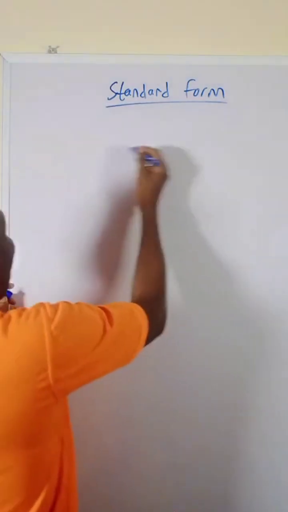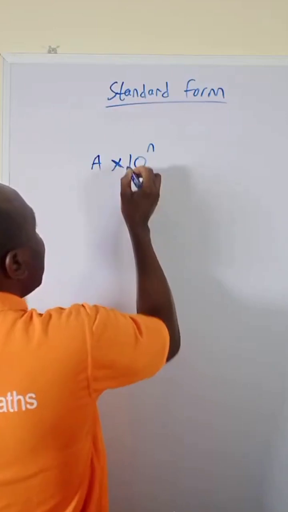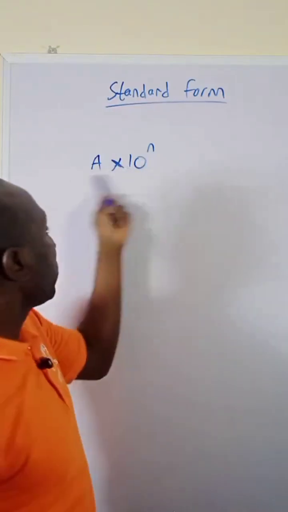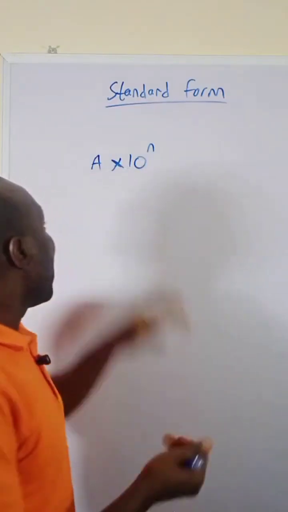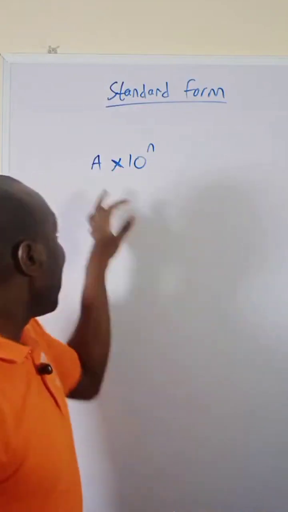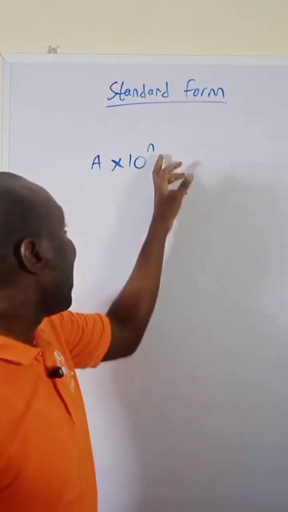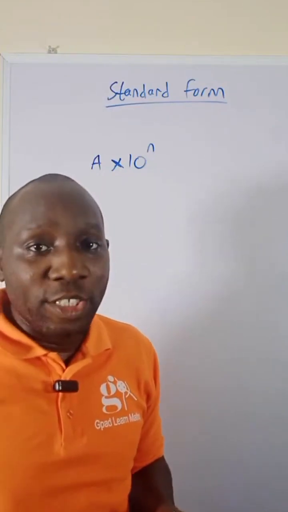So let me just write this down. Everybody please write this: a times 10 raised to the power n. This is how you write it. This is what is called standard form. A must be between 1 and 10. A here must be between 1 and 10. And n must be an integer.